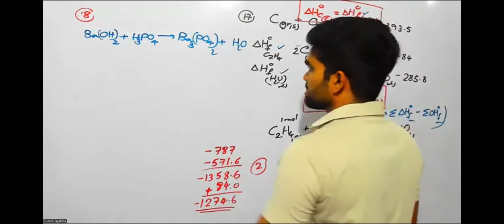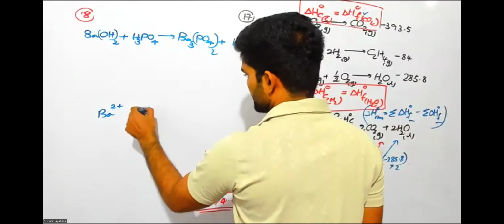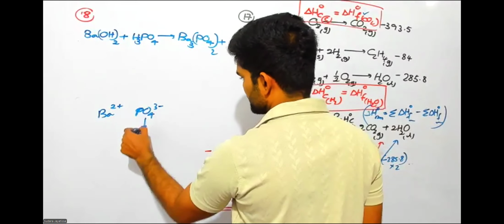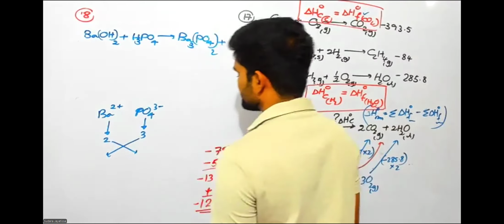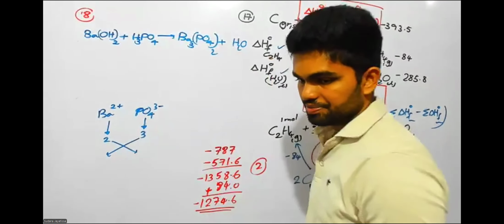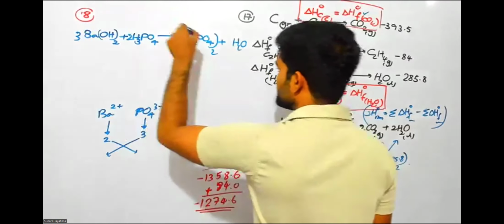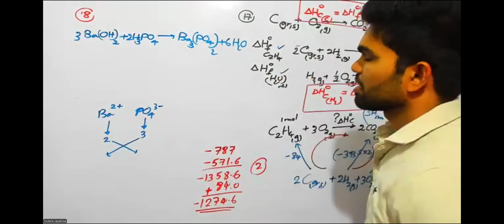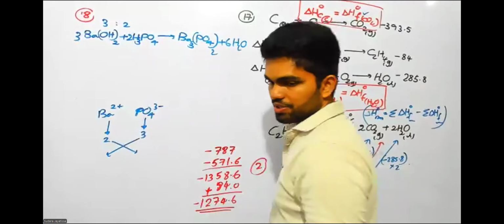Ba3(PO4)2. So how do we get that formula? Ba2+ and PO4 3-. So they have valencies like this. Exchange those valencies and you will get this formula. And to balance it, you need 3 and 2 and finally 6 water. So from this you can see they are reacting in 3:2 ratio.